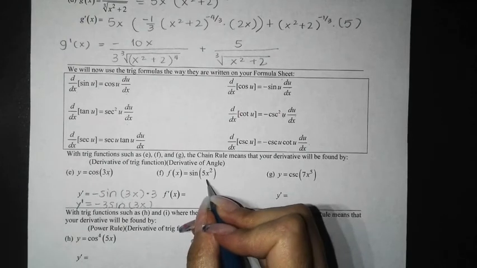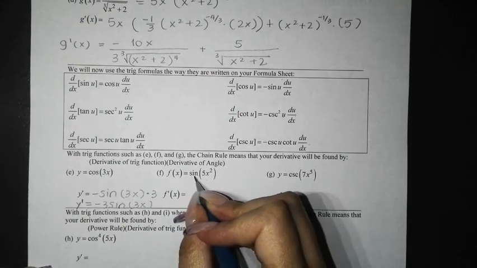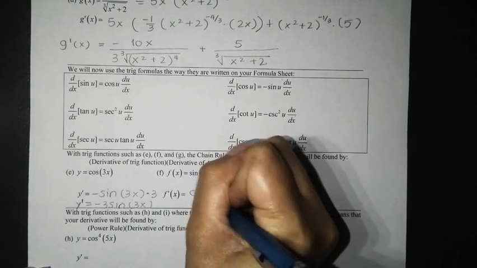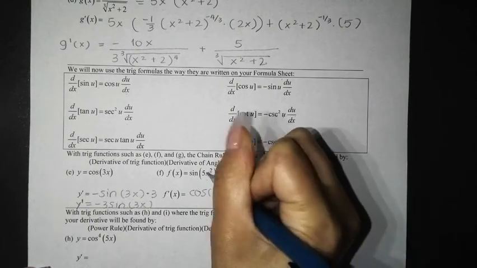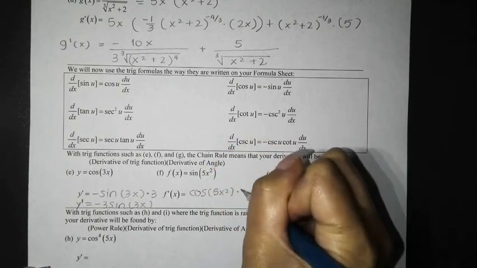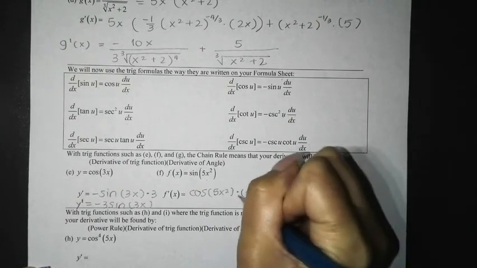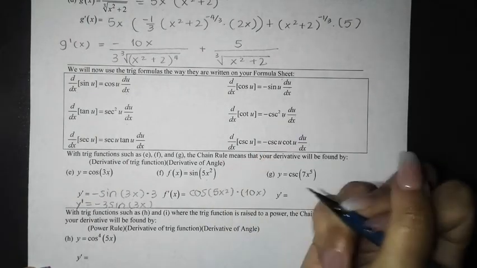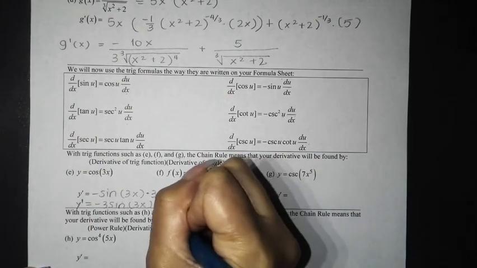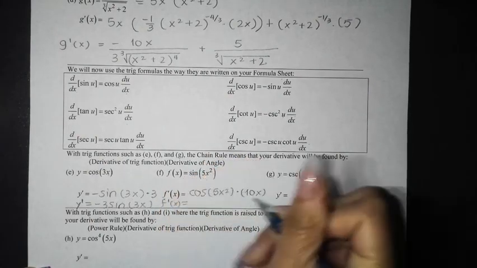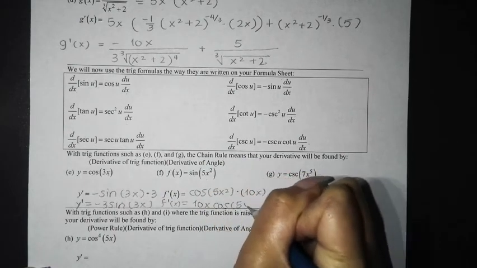Now this one over here, what you are going to do, you know that the derivative of sine is cosine. The argument stays the same, 5x squared, times the derivative of the argument, which is going to be 10x. Please note that this 10x is outside the argument of cosine, so it's not part of the angle. So you can pull it like here. So you have f prime of x is going to be equal to 10x cosine of 5x squared.